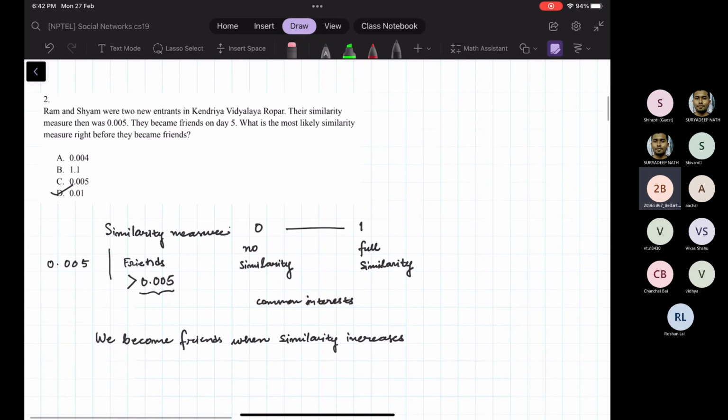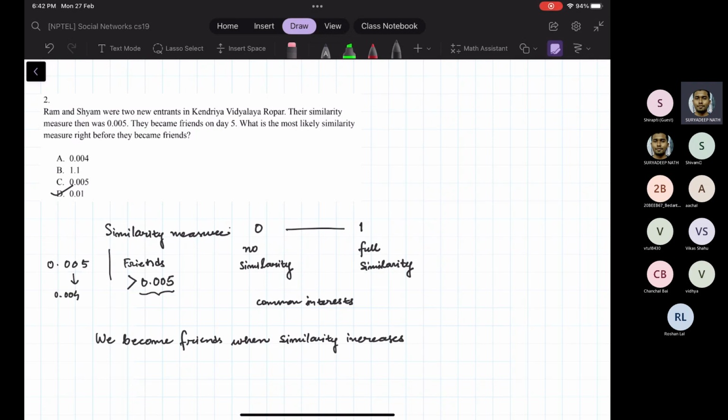Why not option A? Option A is less than 0.005, so their similarity actually reduced. If option A was correct, it would mean that their similarity was going down and then they became friends, which is not usually observed. So similarity S should be greater than 0.005 and less than 1. This option D is the only one that satisfies that.